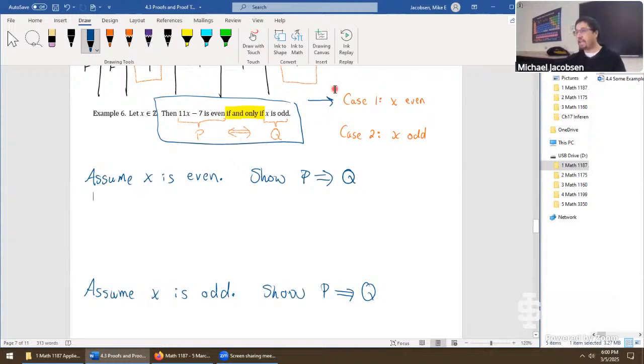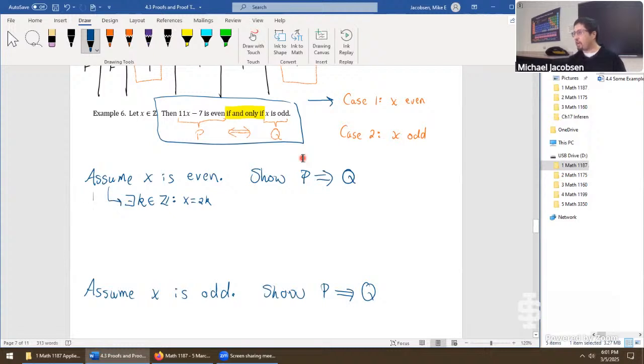Throwing cases at it. Case 1 would be assuming that X is even. So if we assume X is even, our next consequence is that there's going to exist K in Z such that X equals 2K. Now we'd be over on this direction, show P implies Q. So P is the statement that 11X minus 7 is even. Q is the statement that X is odd.